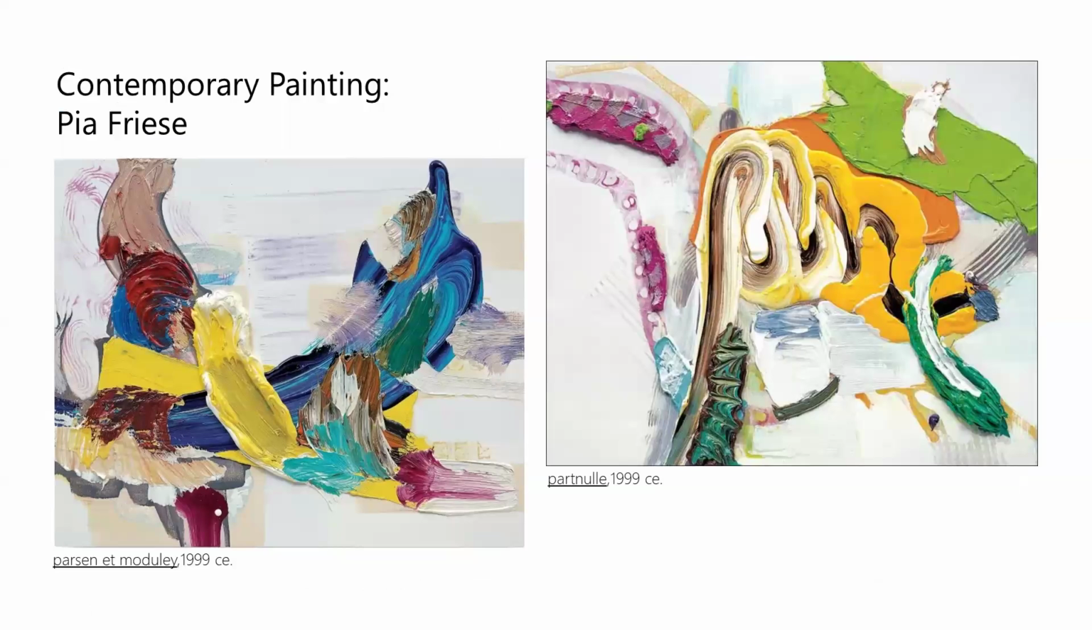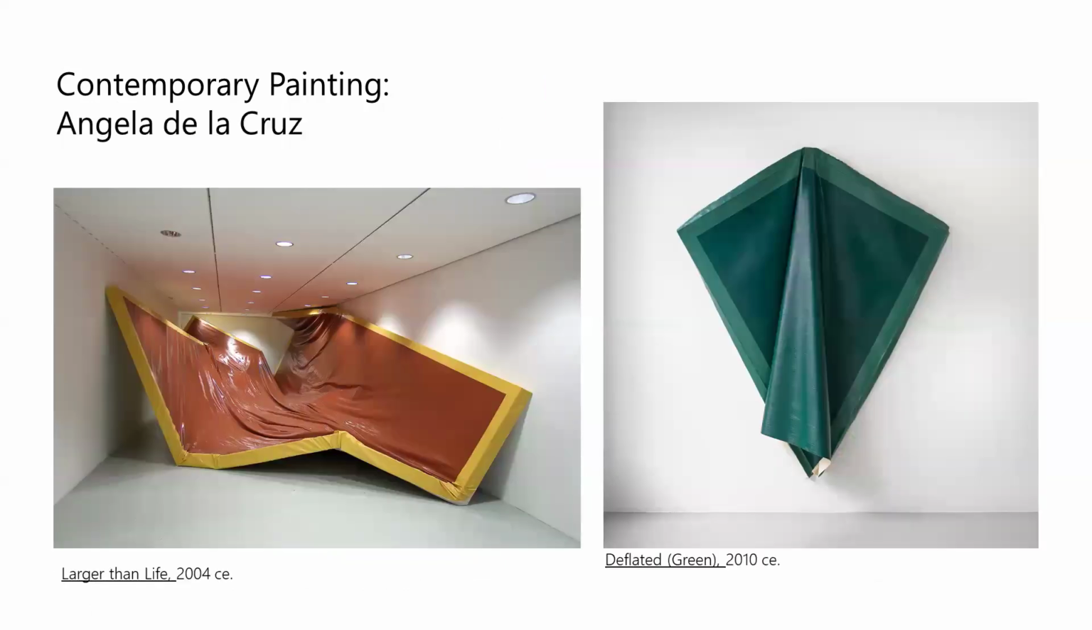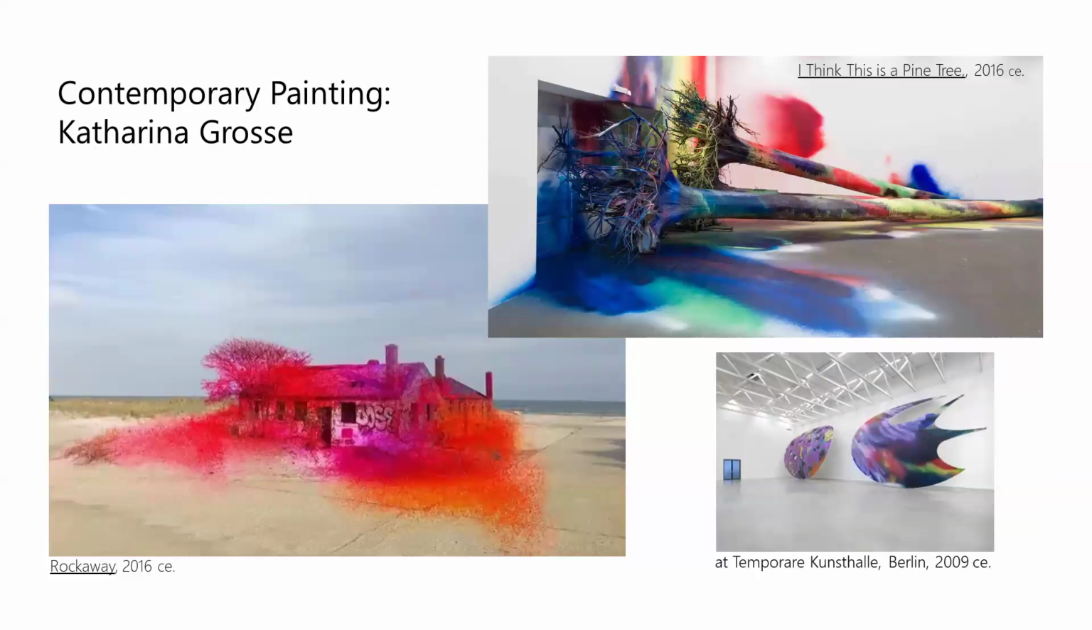All right, and here are some examples of contemporary painters who I think are really pushing the boundaries of what is painting. Pia Fries, and Angela de la Cruz, where she turns paintings into works of sculpture in beautiful ways. And Katharina Grosse, who turns paintings into spaces or turns spaces into paintings. They're just these amazing things. All right, and that's the end.